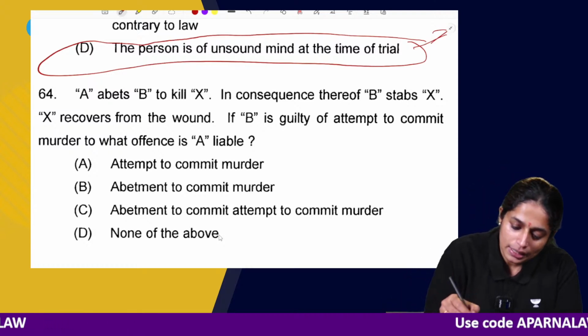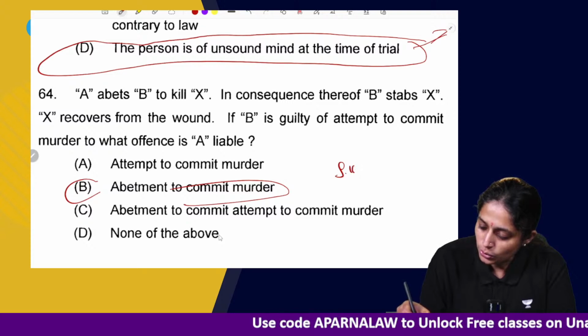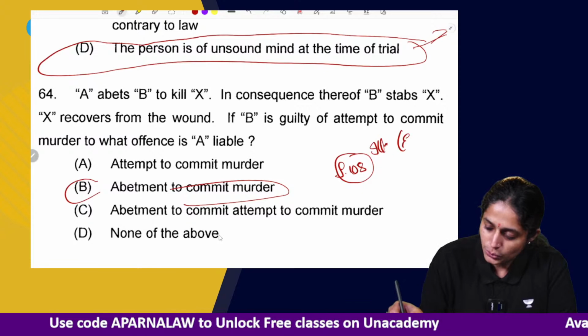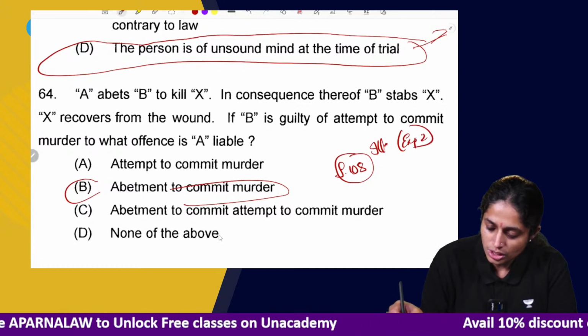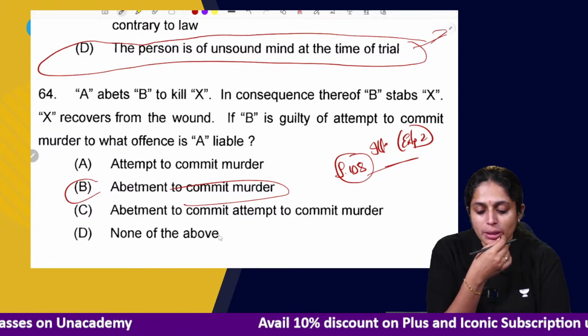Sixty-fourth is B. Abetment to commit murder. Under section 108, there is an illustration there. For explanation 2, you have the illustration, so please refer to that. B. Abetment to commit murder.